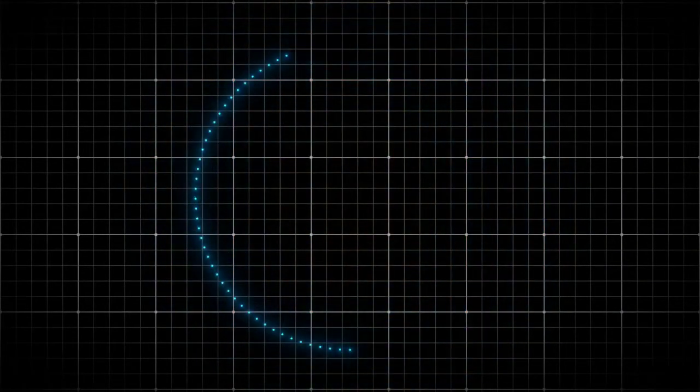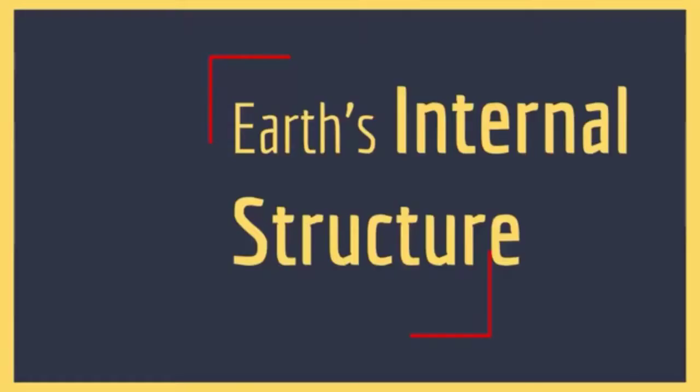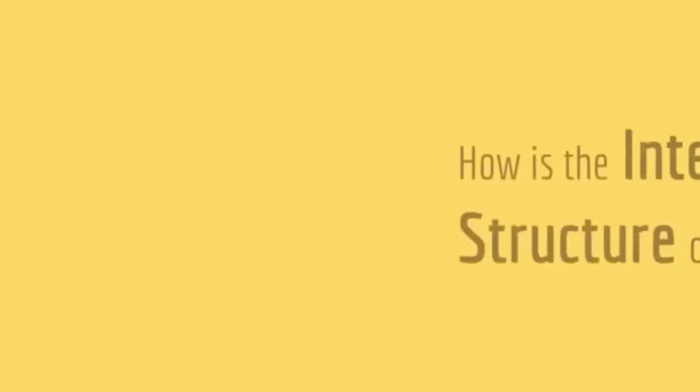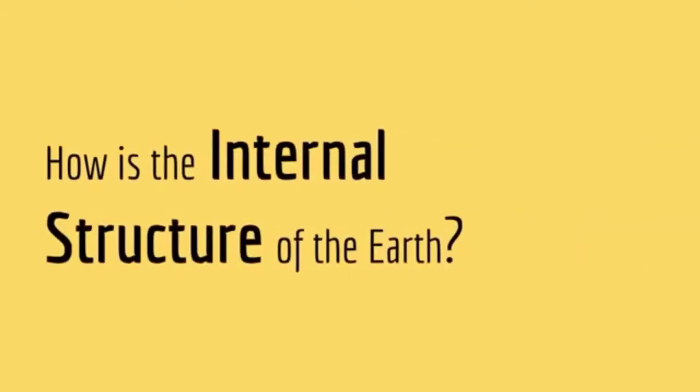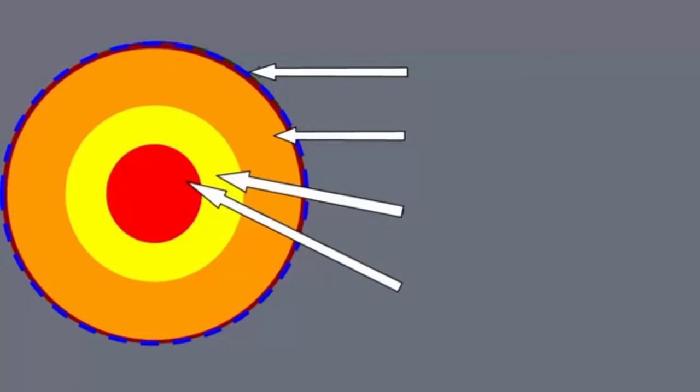I'm a moving target. Hello everyone, in this video we're going to explore the Earth's internal structure. Welcome to another interesting episode. The last video was the external structure, but this video will be looking at the Earth's internal structure. Now, how is the Earth's internal structure? What does it look like? The Earth's internal structure consists of three main layers, which are the core, the mantle, and the crust.